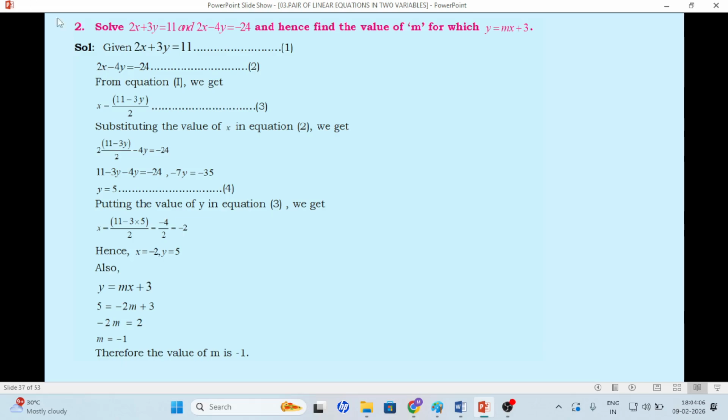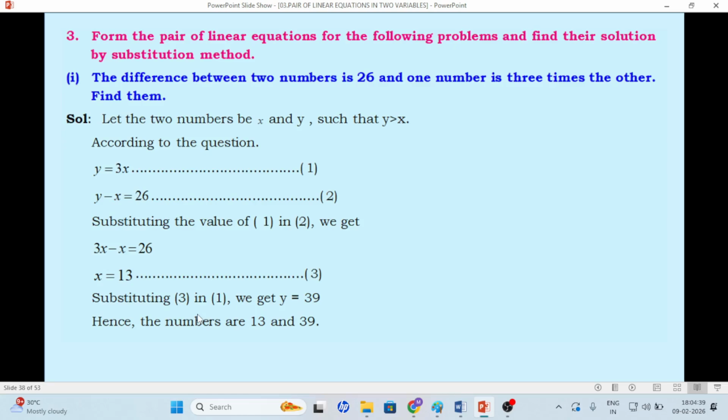And here also, they have given two lines, and we have to find the value of m for which y is equal to mx plus 3. First of all, how to solve these two lines? By elimination method or substitution method, which we are discussing now. Get the x value in terms of y, substitute in the second equation, and get the values of x and y. So substitute y value 5 and x value minus 2 in that so that you get m is equal to minus 1, by applying the law of transpose.